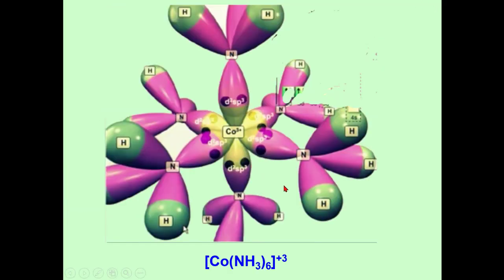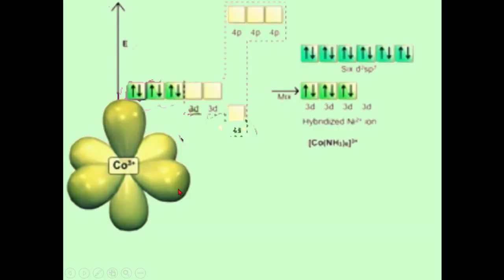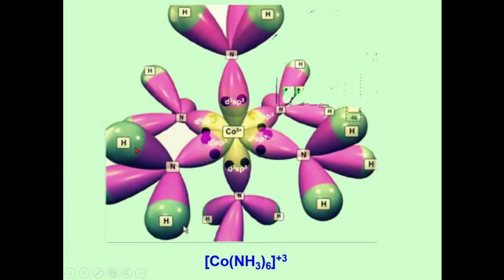So now let's see the new shape. The new shape is a little bit complicated, but you have to see in the center there is a cobalt 3+ ion in the hybridized state which you see here. You have to memorize this picture or this shape first, and then put this shape in the center. This is the cobalt 3+ in the center. From the upper side, this is basically nitrogen, these are the 3 hydrogens, and this is the lone pair of electrons which nitrogen contains.